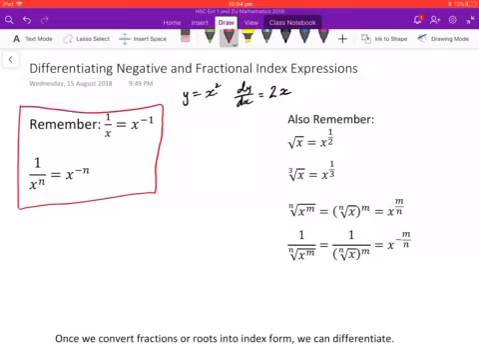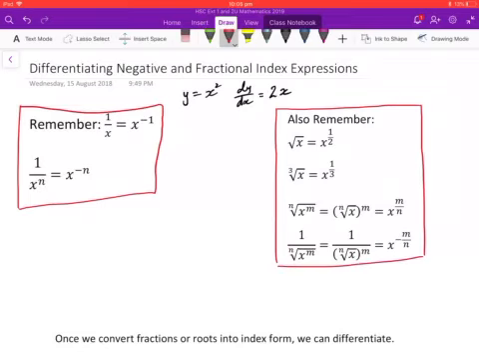Now as we get into the next thing, we're actually going to be using the same type of rule. We just need to remember a couple of things. 1 on x is equal to x to the negative 1. When we have a reciprocal, it becomes a negative power. 1 on x to the n is equal to x to the negative n. Also remember, this is way back from term 1, so it's been a while, that the square root of x is equal to x to the half. The cube root of x is equal to x to a third. Now, in general, the nth root of x is x to the 1 over n.